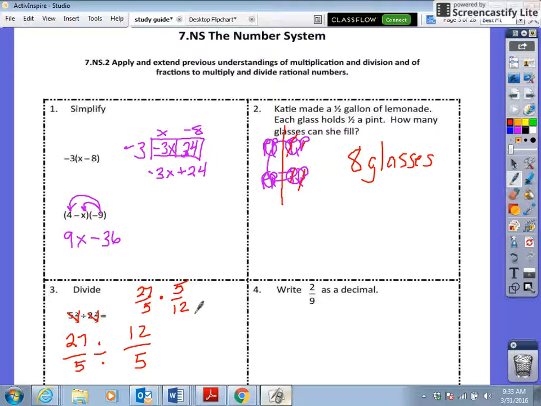Now you can just multiply this across, but you can also cancel out the 5. That turns into a 1, and that turns into a 1. So 27 times 1 is 27, and 12 times 1 is 12. So this answer is correct. However, you're probably going to be asked to create a mixed number. So we're going to divide 12 into 27, and it can go 2 times. That's 24 with 3 left over. Okay. And then now this can be further simplified to 2 and 1/4.